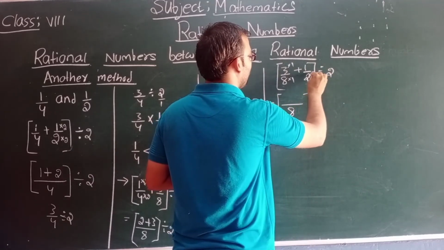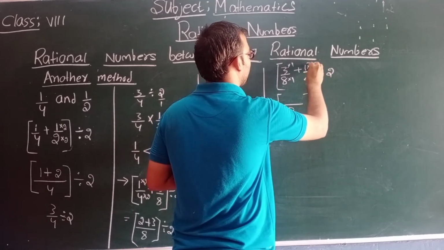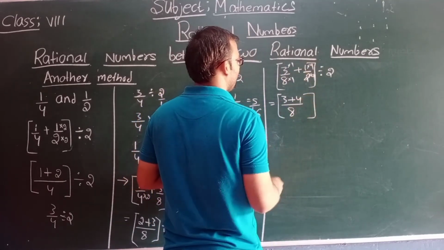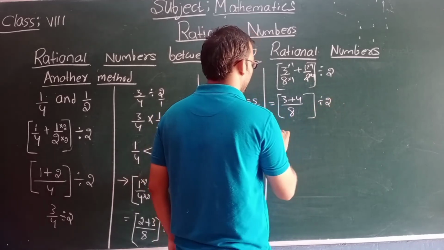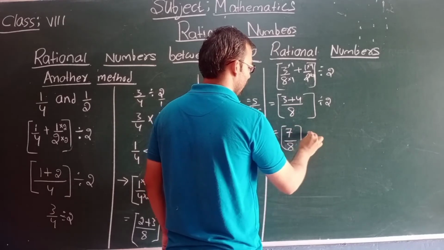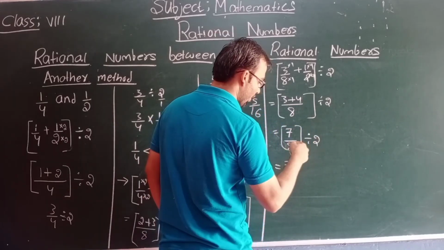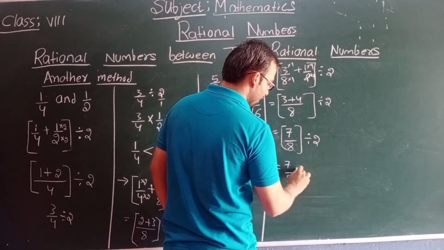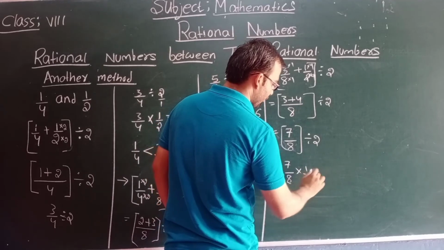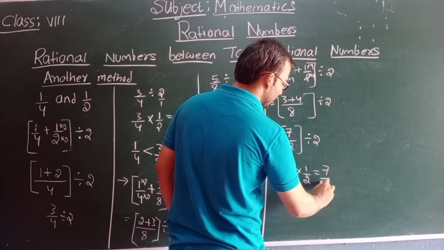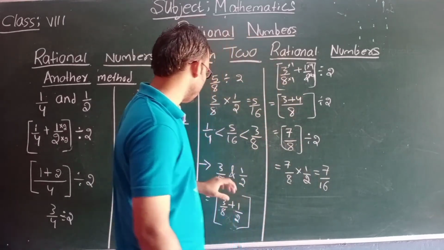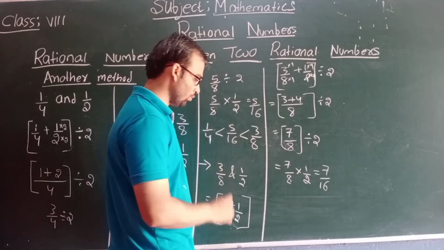What do you need to multiply here? 4, because 2 fours are 8. So here also multiply by 4. So 1 threes are 3, 1 fours are 4. This is divided by 2. So 3 plus 4 is 7 divided by 8. Now you can write 7 by 8 into 1 by 2, so 7 ones are 7 and 8 twos are 16. This is the number between 3 by 8 and 1 by 2.